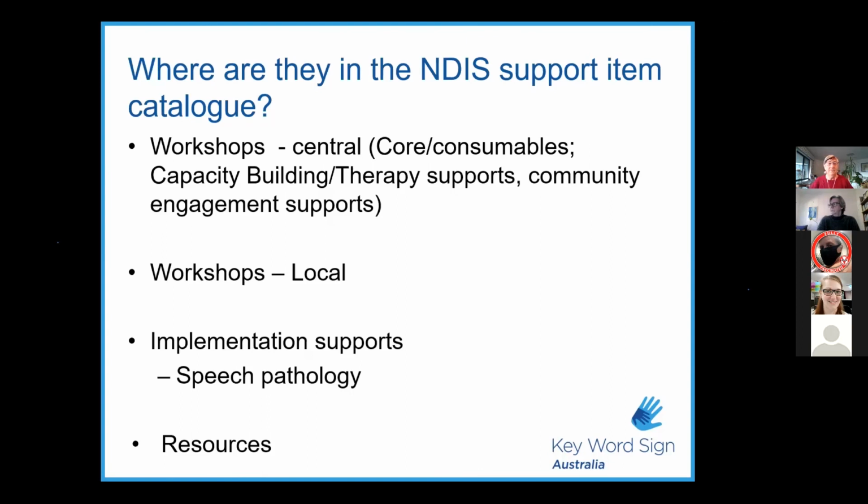Then in terms of the implementation support, same. It's really likely to have to come out of that capacity building, improved daily living bucket of funds. The resources that you might need might come from the consumables. Some you might be able to actually access if you include a capital AT support fund in your plan. So that's just some ideas about where they might come from.